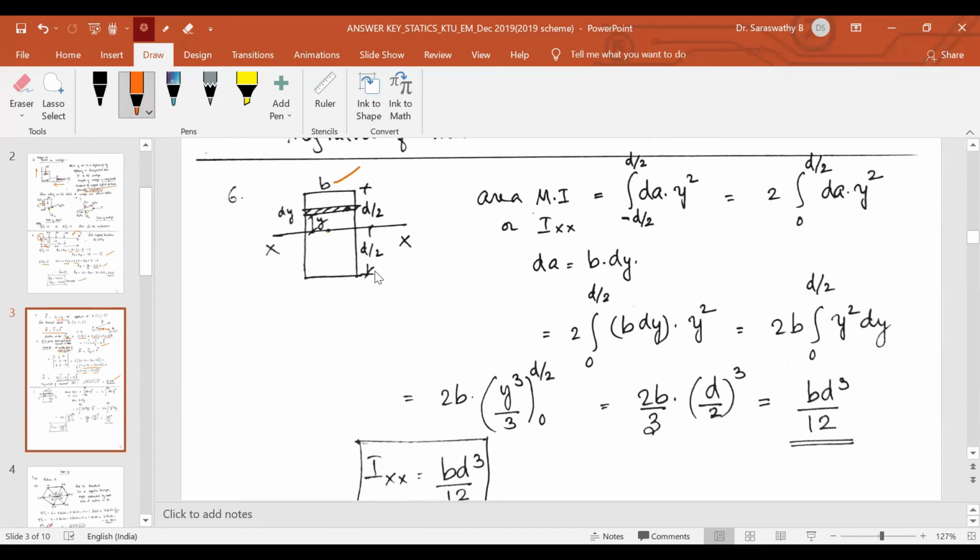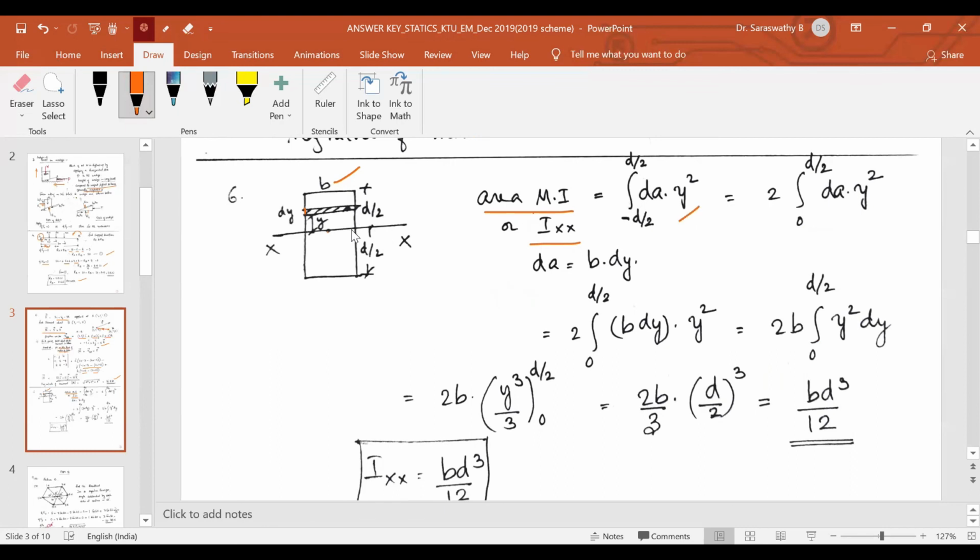You are asked to find the second moment of area, or area moment of inertia, which we call Ixx. Ixx is calculated as follows: consider a small elemental area as shown here at a distance y from the CG axis. Say the depth is dy. The width is b, and the depth of this elemental area is dy. So the elemental area is b into dy.